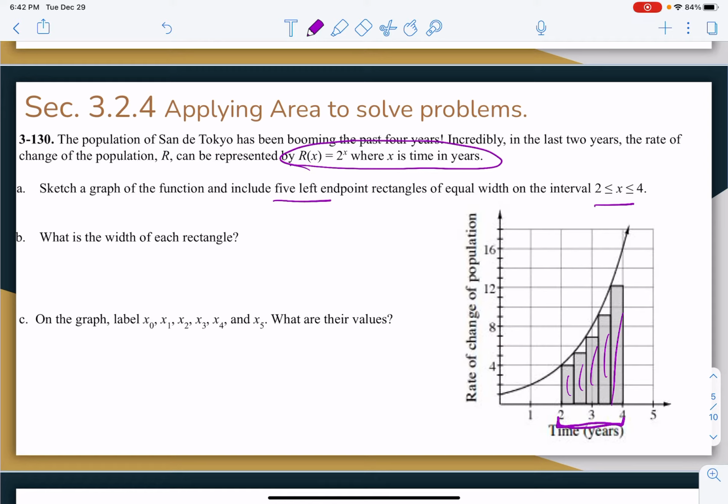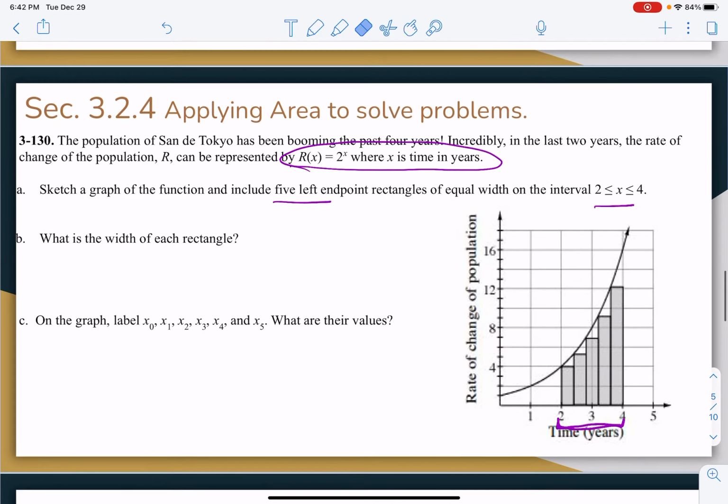So if we think about labeling this graph and think about the points on this graph, when x is 2, remember your input and output in your table. When x is 2, y is 4. So you've got the point 2, 4.